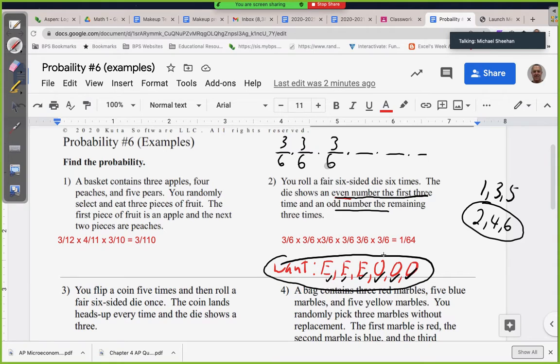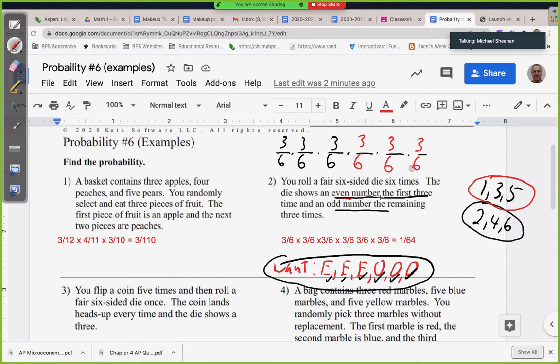Now I want to get an odd number. Well, there's 3 odd numbers, so I continue to have a 3 out of 6 chance of rolling an odd number. And I want to get an odd number the 5th time. There's still 3 odd numbers that I could get, and there's still 6 total numbers that I could roll. And same thing with the last time.